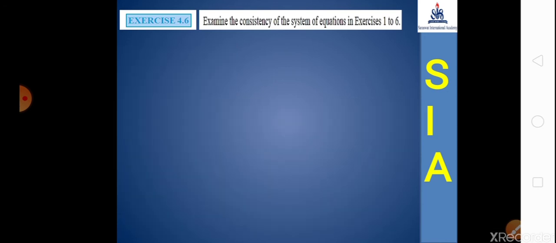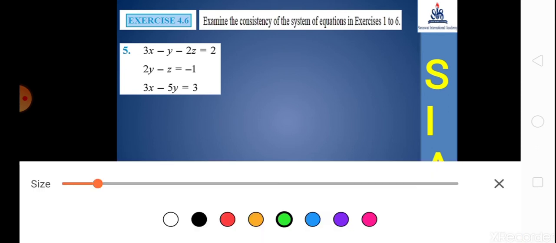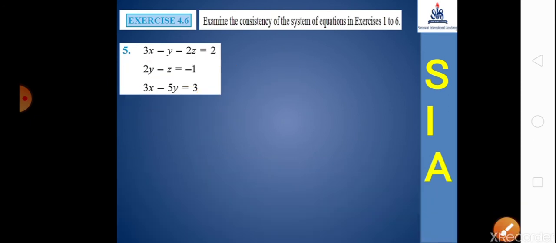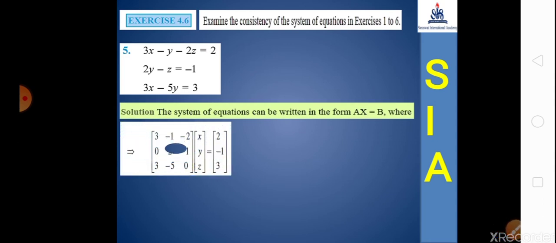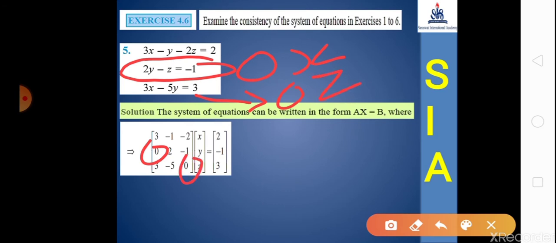Now continue. The fifth one is an IMP question, already asked in the board exam. That's why I highlight it in the IMP list, because here one variable, x, is missing, and here z is missing. Missing-type questions are generally asked in the exam. So first of all I represent it again in the form of AX = B and convert it into matrix multiplication form. Yes students, one more time check what is missing. Here 0x is missing, so 0 is written, and here 0z is missing, so 0 is written.